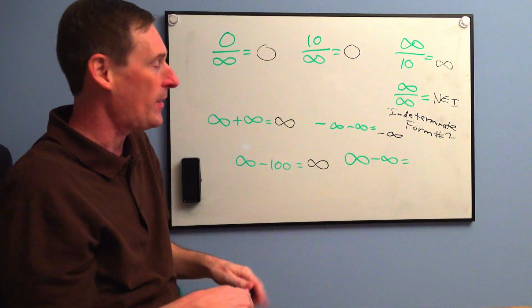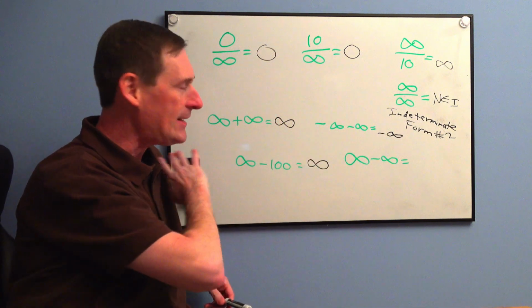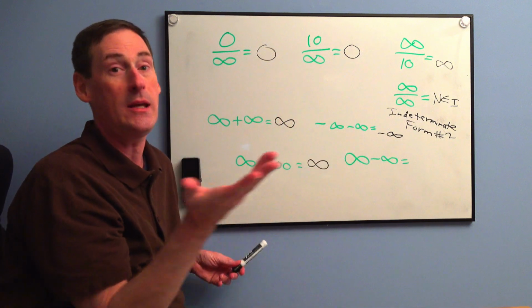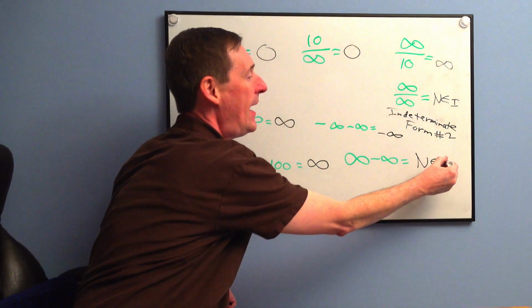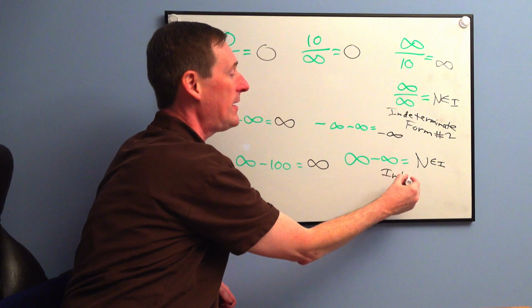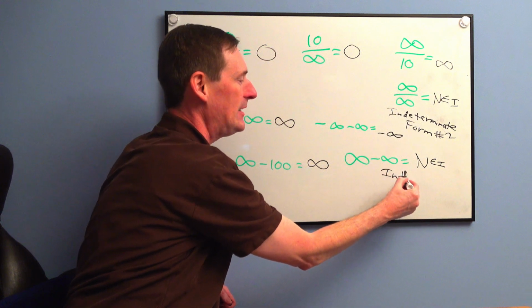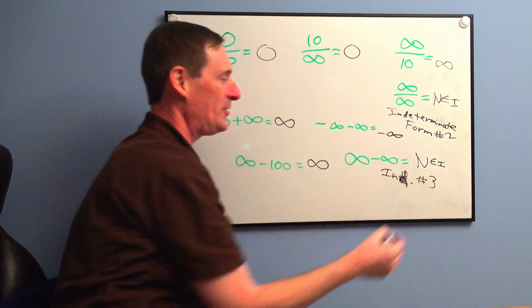So see, there's the problem. That is indeterminate. You cannot tell what infinity minus infinity is. It could be 22. So NEI, and we now have indeterminate form number 3. Here we'll just put IND and abbreviate it, number 3, so you don't have to write so much.